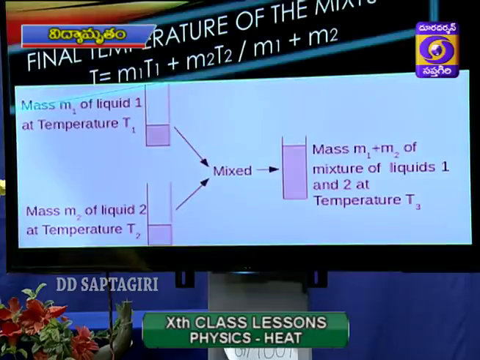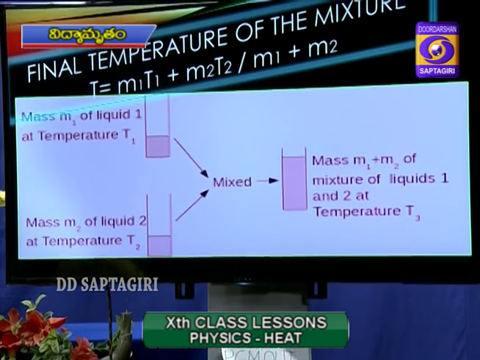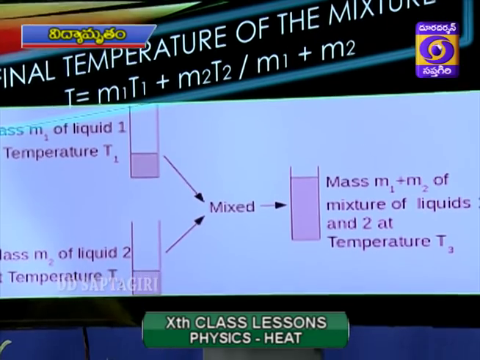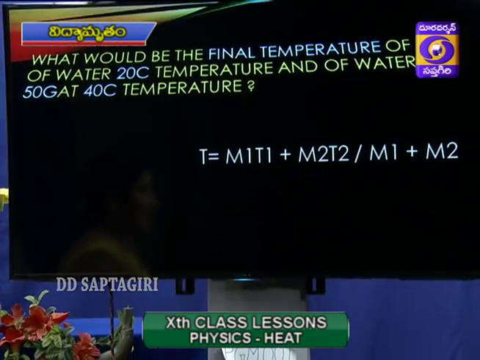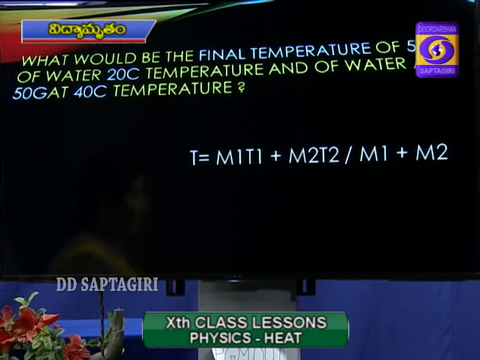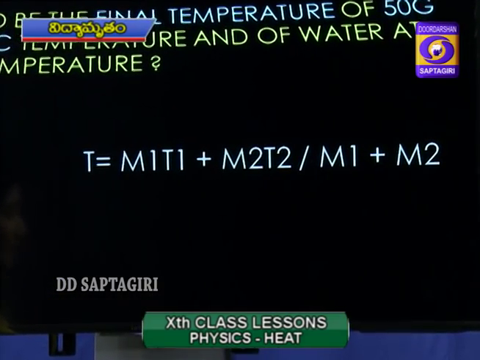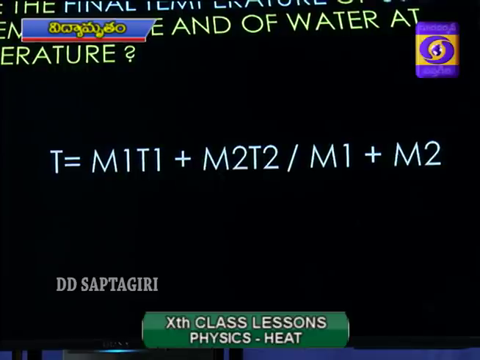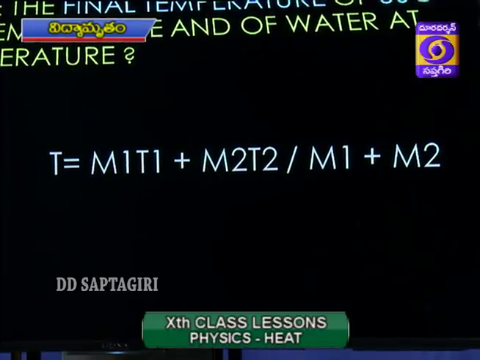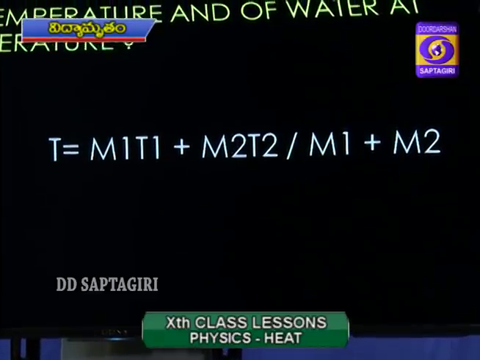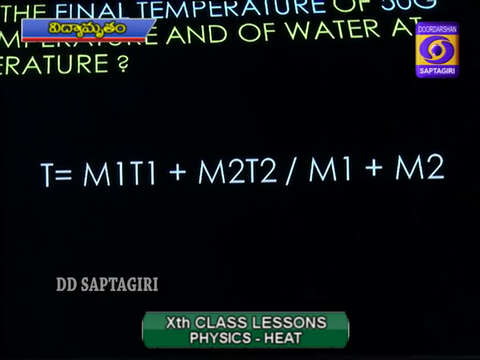Now for determination of that, we can use the formula: final temperature of the mixture, that means T is equal to (m1 T1 plus m2 T2) by (m1 plus m2). In the examination they will ask you what would be the final temperature of 50 grams of water at 20 degrees centigrade and 50 grams of water at 40 degrees centigrade. Then which formula we have to use? T is equal to (M1 T1 plus M2 T2) by (M1 plus M2).